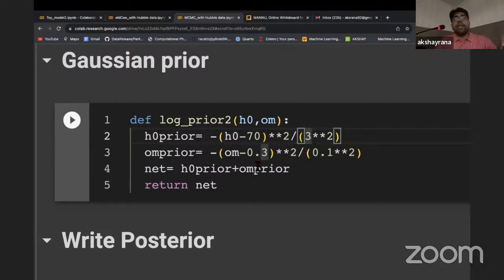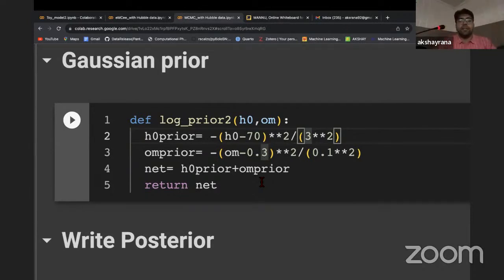Omega m, all of you must know that we consider 30% matter without doing an experiment. I'm using it to be 0.3 plus minus 0.1. This is the trust I am putting, and then I am giving it Gaussian weightage. That's why I am calculating the H naught prior plus the omega prior, because these are independent priors. In logarithm they will add. If I do not take the log, then they will multiply. Is it making sense?